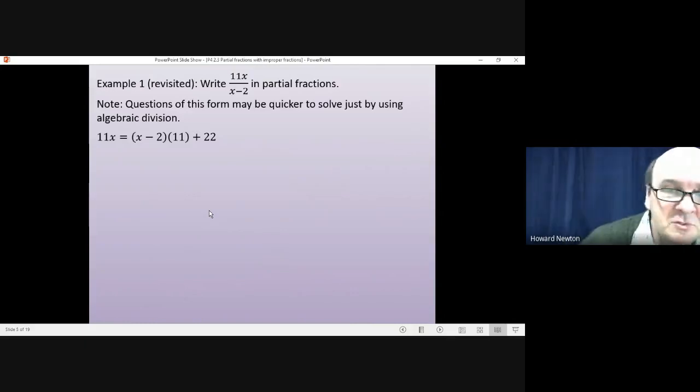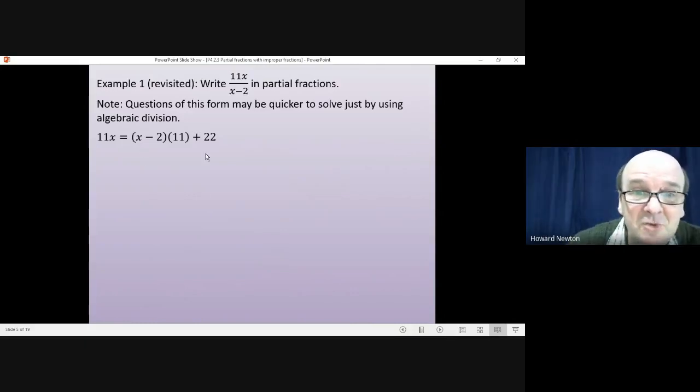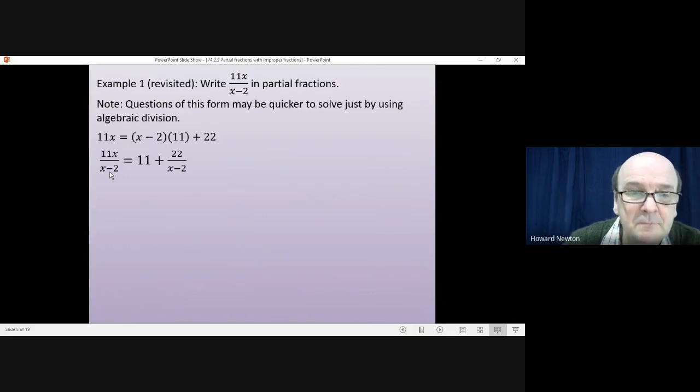But the algebraic division, whilst it's a little bit confusing, it's extremely quick. You just say 11x is x minus 2 times 11 plus 22 and get straight there. Then all we need to do is divide by x minus 2, and that'll give us 11x over x minus 2. Here the x minus 2's will cancel when we divide by x minus 2, and here we get 22 over x minus 2, which is the answer that we had before. Now, if you're good at algebraic division, then that might be a preferable method just for this type of question.